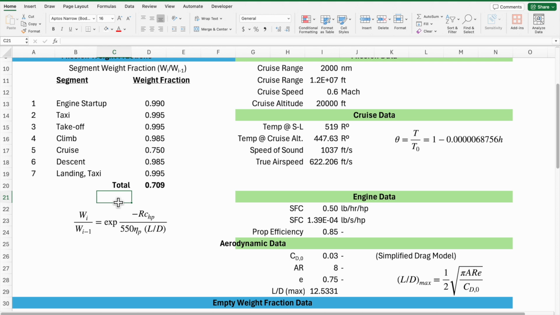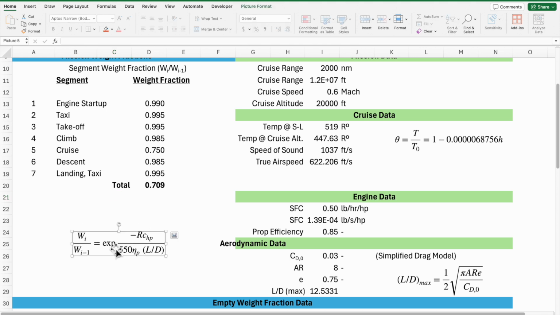So at the end of the mission that we've designed, which is just a simple cruise mission with a range of 2,000 nautical miles, our aircraft will weigh about 70% of its initial gross takeoff weight. So how do we determine what our fuel weight is from that? Well, if only our fuel weight is being burned, then our fuel fraction is simply going to be 1 minus our mission weight fraction.